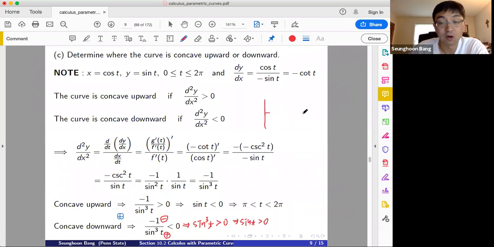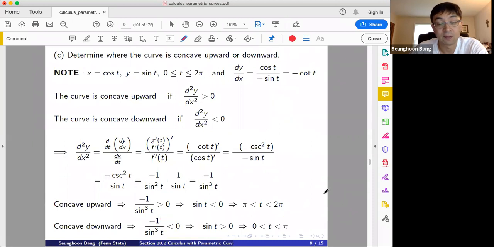You can draw the graph of sine like this: 0, pi, 2 pi. Which part is positive? Only 0 to pi. This is the reason. So t is between 0 and pi, like this. So yeah, this is the whole idea for solving this problem.